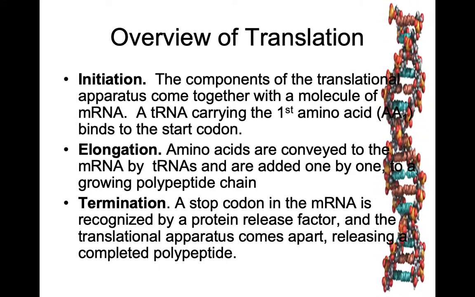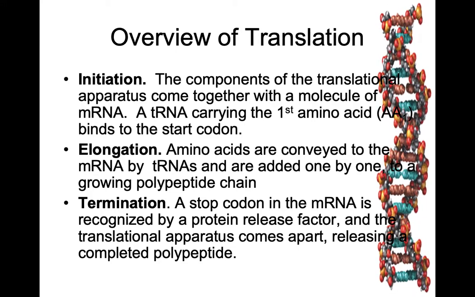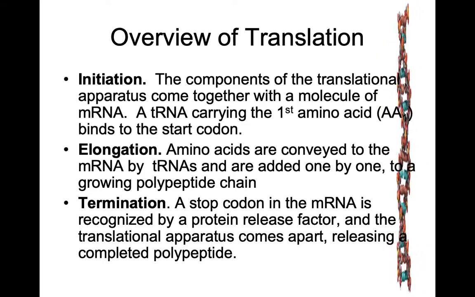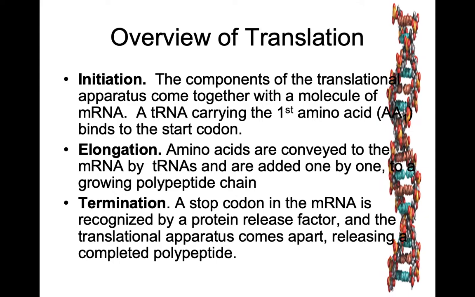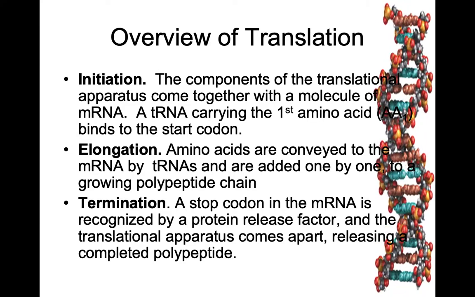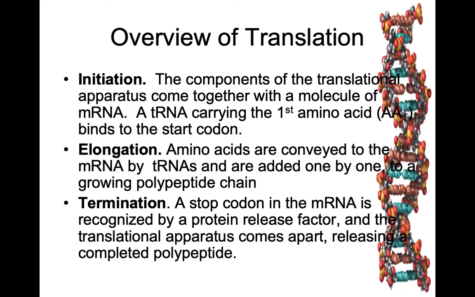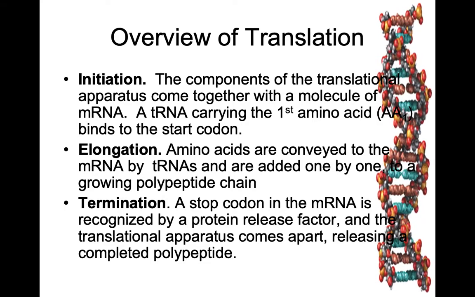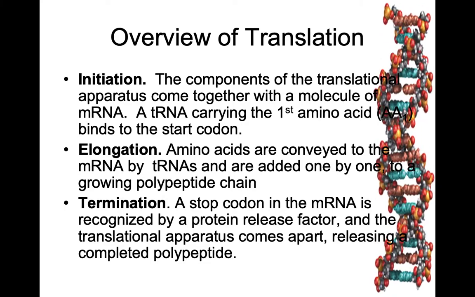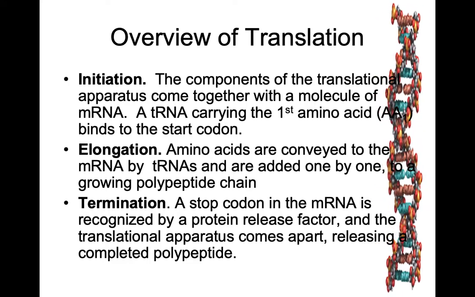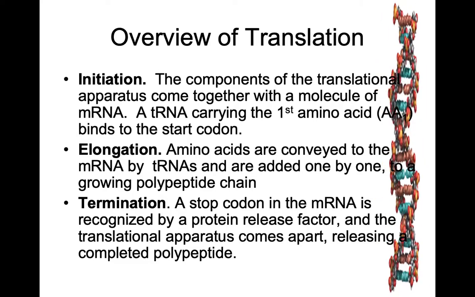And then, second process, elongation. Amino acids are now conveyed to the mRNA by the tRNAs coming in, and they are added one by one. So the polypeptide chain, the nascent polypeptide chain, will elongate one amino acid at a time. And then lastly, once that the translational complex recognizes a stop codon in the mRNA, an element will come into play, yung mga release factors, and they will disassemble the translational apparatus, releasing the synthesized polypeptide.